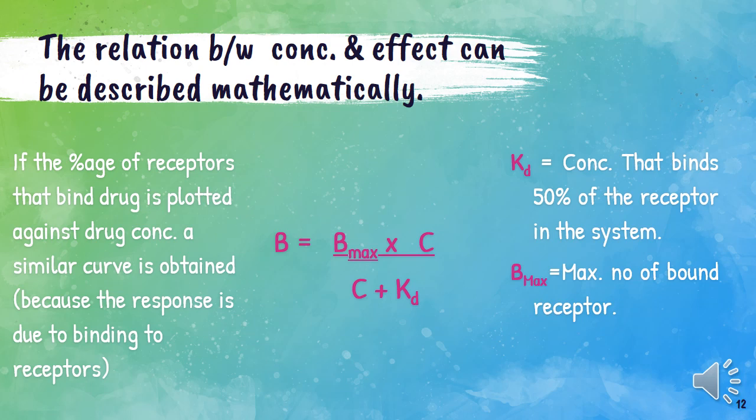If the percentage of receptors that bind drug is plotted against drug concentration, a similar curve is obtained, that is, a hyperbola curve, because the response is due to binding to receptors.